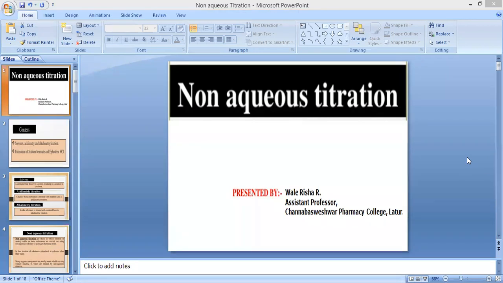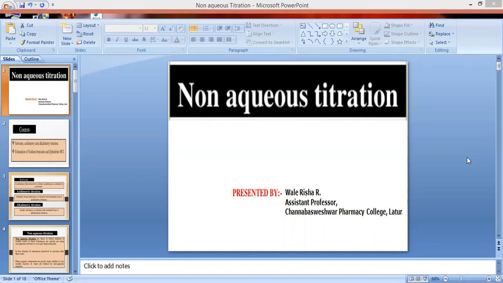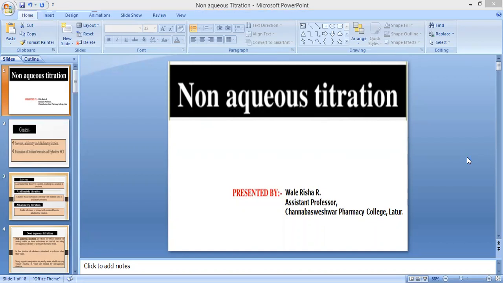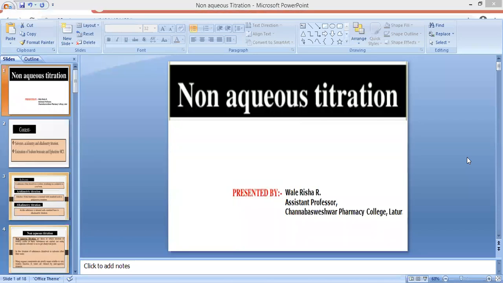So with the help of organic solvent, we are going to increase the solubility of the analyte. If the analyte is soluble, then only chemical reaction is possible between titrant and titrate. So in case of non-aqueous type of titration, weaker acids and bases are made soluble with the help of non-aqueous solvent.